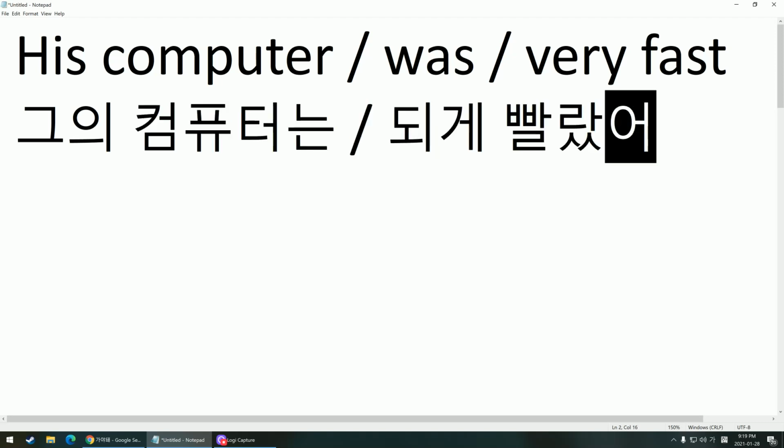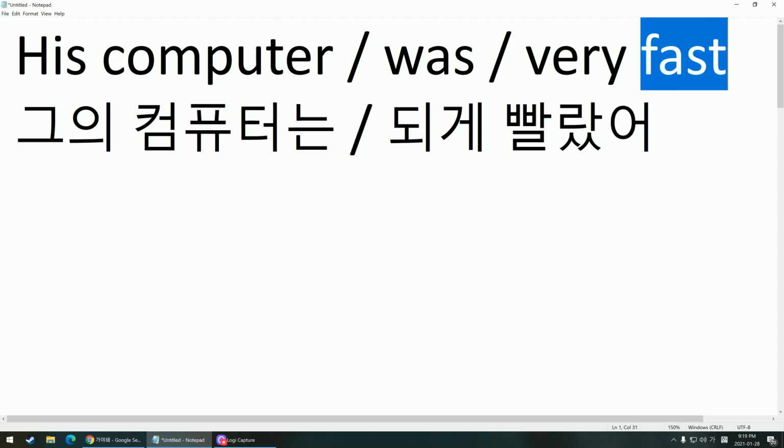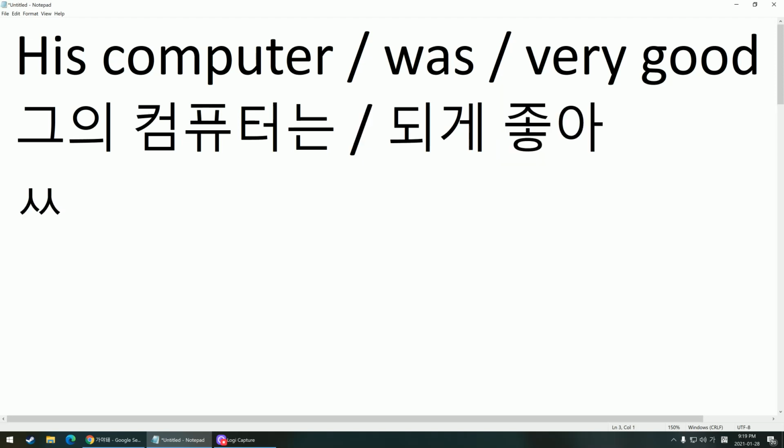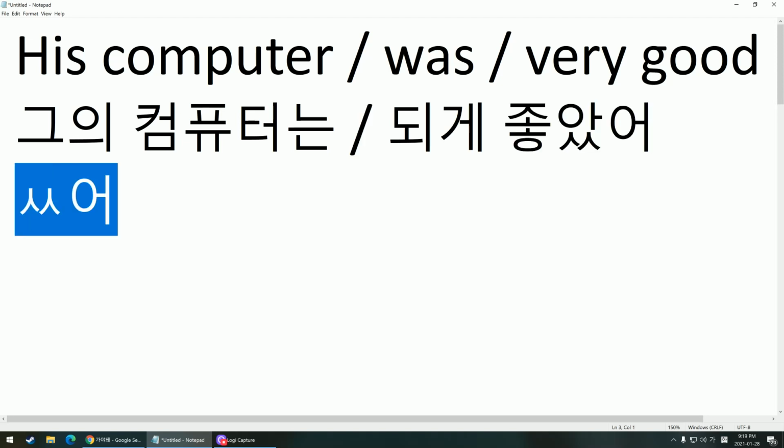빨랐어. See, instead of saying 빨라, it turns into 빨랐어. So for example, if it was good, instead of saying 좋아, which was the present tense, it turns into past tense by adding this onto it. So it's like 좋았어, was good. So the was does show up if you make it past tense. The is doesn't show up because there isn't really an is in Korean, but the was does show up because it's past tense. 컴퓨터는 좋았어. Yeah. So the last word becomes past tense.